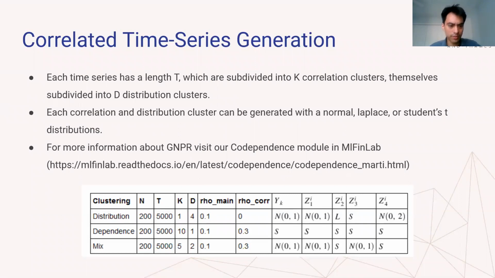Here on the bottom, there are a few parameters for generating correlated time series that the authors of the paper gave us as an example. It shows how to generate time series that only have distribution information, which is only the D distribution clusters, or only have dependence clustering, which is the K correlation clusters, and how to generate them when we have a mix of both with different strengths.